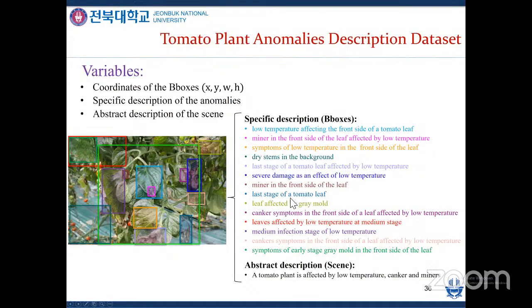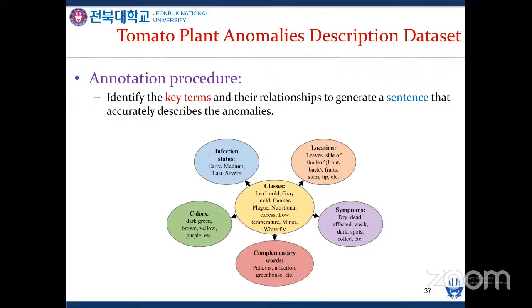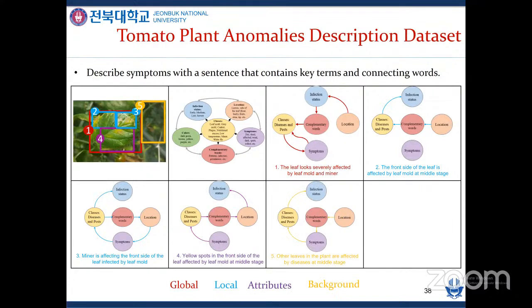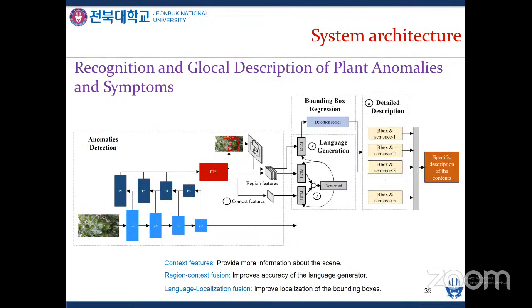And every section of the image, and then we went through another abstract description that describes the scene of the plant. That gives a general estimation. So we generate some language, using types of diseases, location in the plant, symptoms, some colors, infection status, and those are all interconnected to generate a language that describes the global and local attributes, including background information of the image. So we make this system and we train the model, including vision and language generation, to describe the specific symptoms and also the abstract description of the scene.